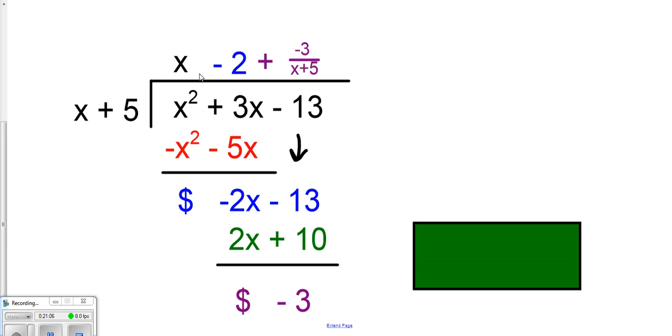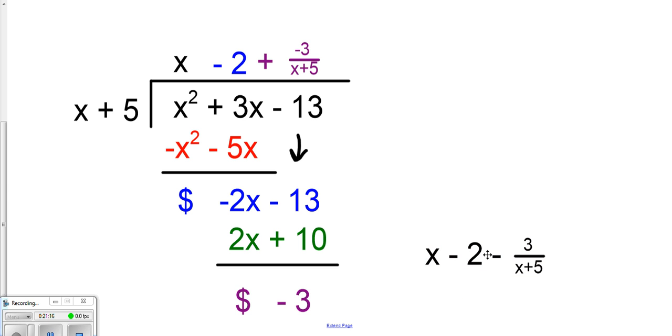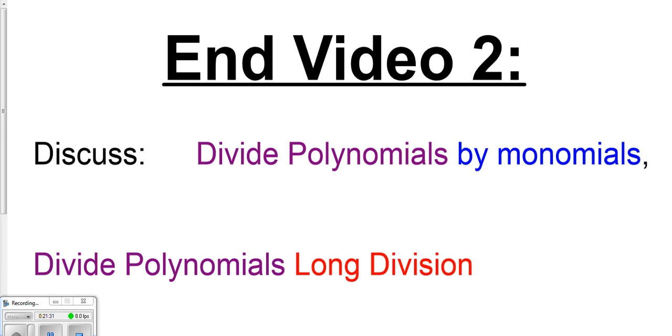When you write it out, you can either say x minus 2 plus negative 3 over x plus 5, or because this is negative, I can pull that out and say x minus 2 minus 3 over x plus 5. Notice that this negative just took the place of this plus, call it a minus. But otherwise, that would be how to get your end polynomial.